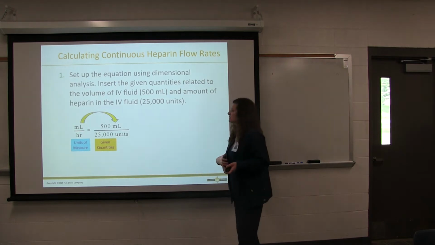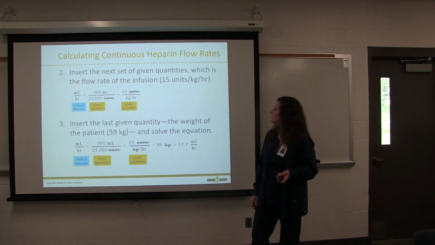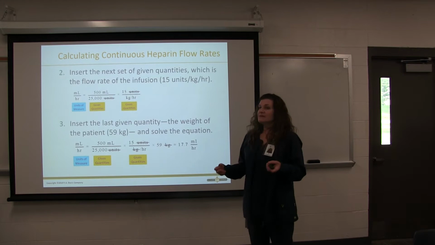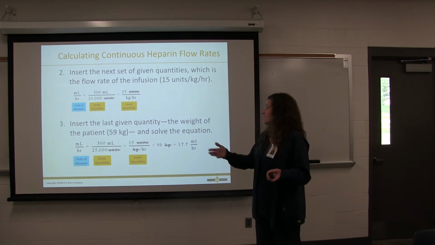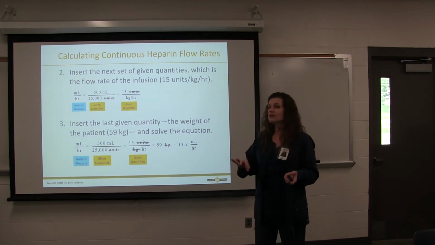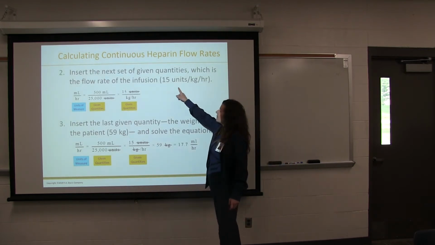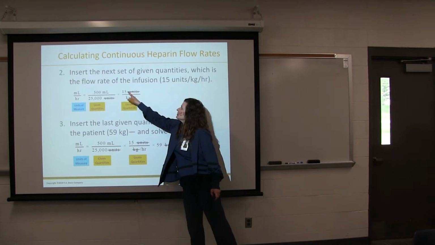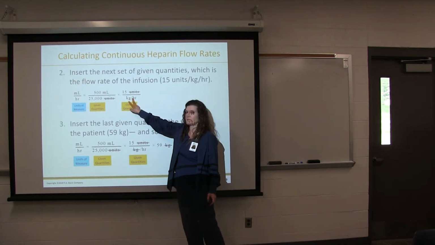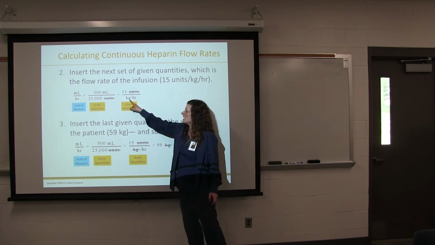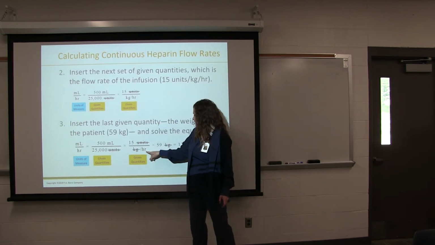of the problem to balance out correctly. The next thing we're going to do is give the flow rate, okay? So it was 15 units per kilogram per hour, okay? And this is how it's written in the problem. So when you put your units across from, you're going to keep both of these because now we're getting ready to balance out our weight right here.